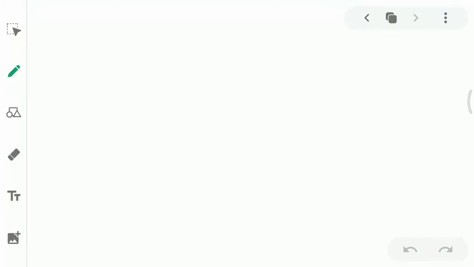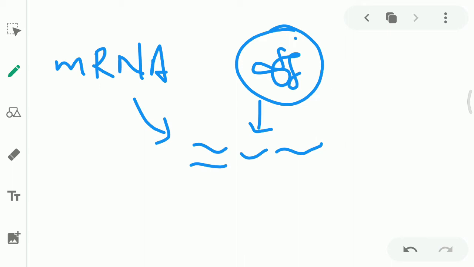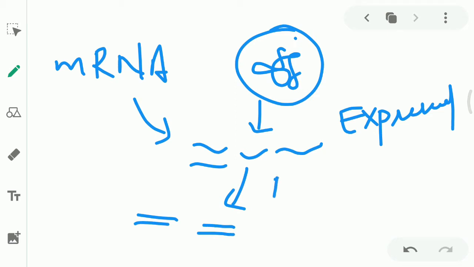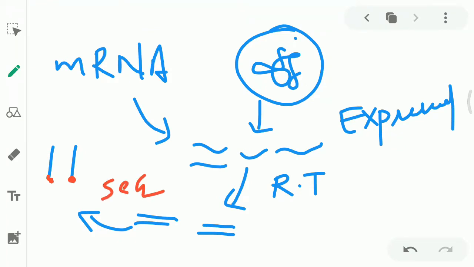ESTs are actually made from mRNA. First he took a cell and isolated mRNA from it. mRNAs are formed only of the expressed part. The expressed genome will be there in all the mRNA, and these mRNAs are further reverse transcribed using reverse transcriptase, and they are labeled. Before that, they are sequenced from both ends, a little bit is sequenced, and these sequenced parts are labeled and used as ESTs.